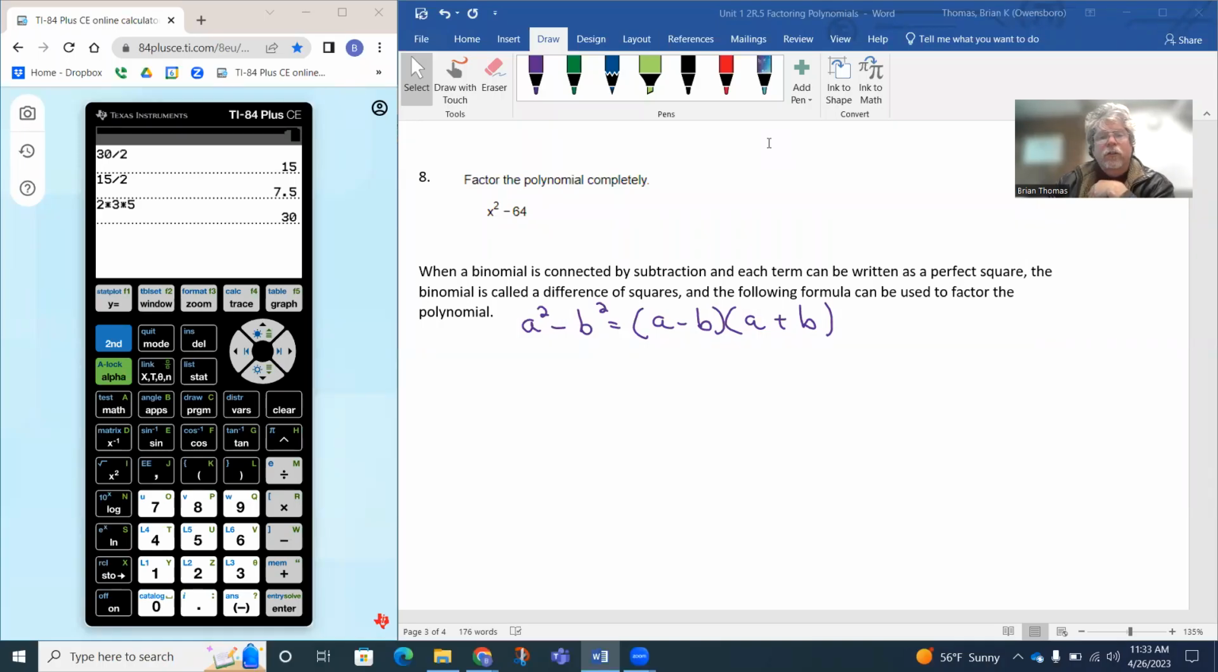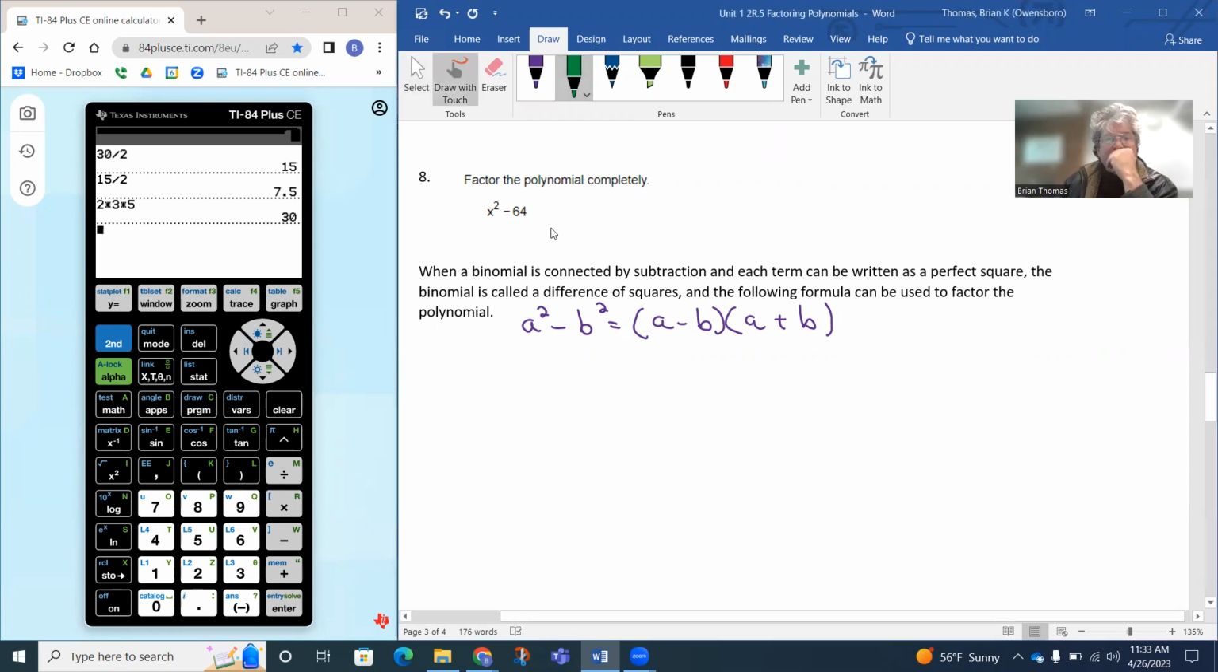So question 8 says factor the polynomial completely. Notice this actually is a binomial. It's a two-termed expression. So one of the things we can pick up on is when a binomial is connected by subtraction and each term can be written as a perfect square, the binomial is called a difference of squares. The following formula can be used to factor this type of polynomial.